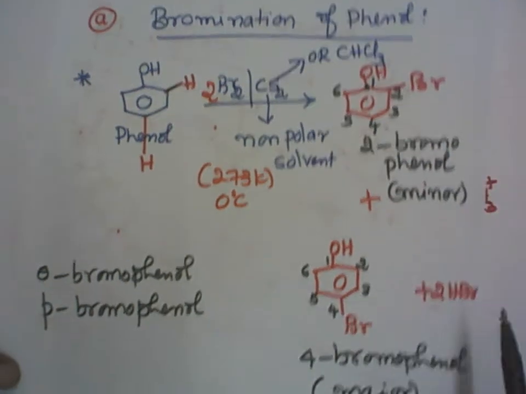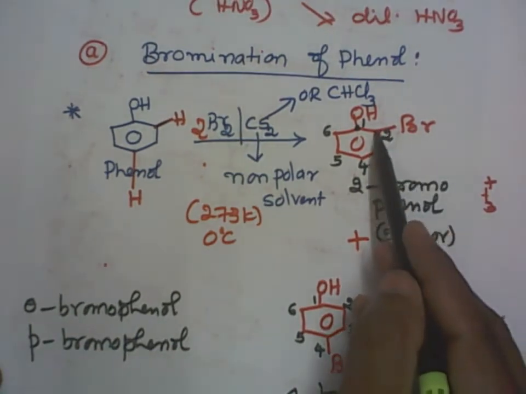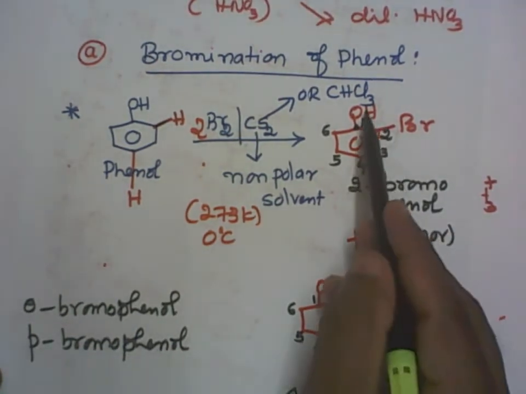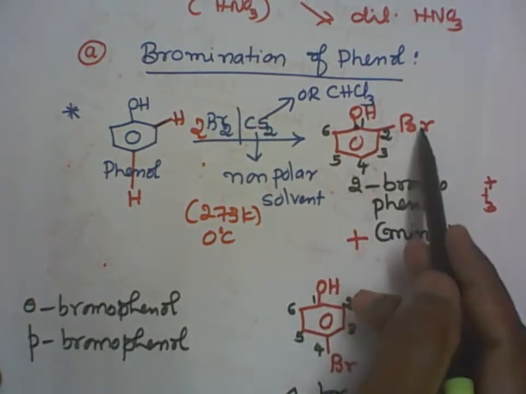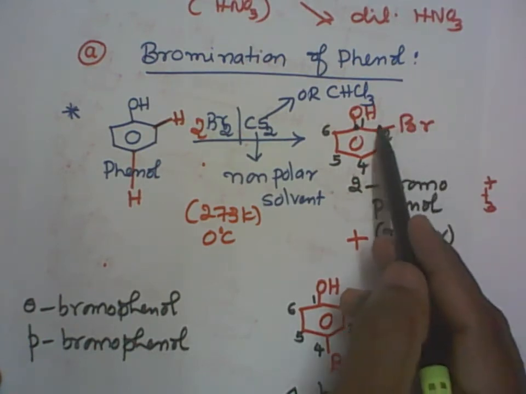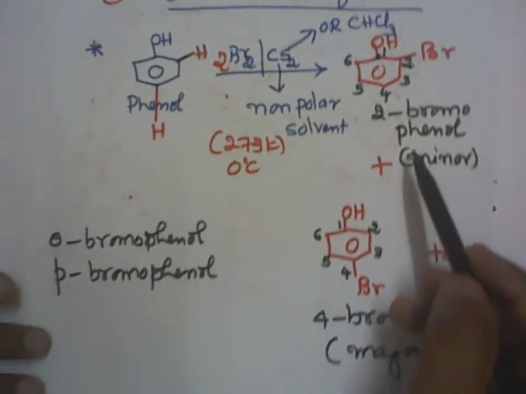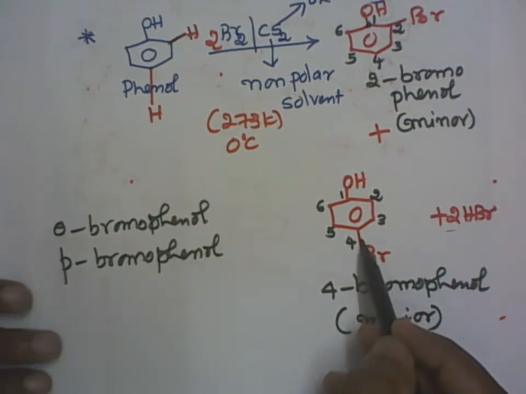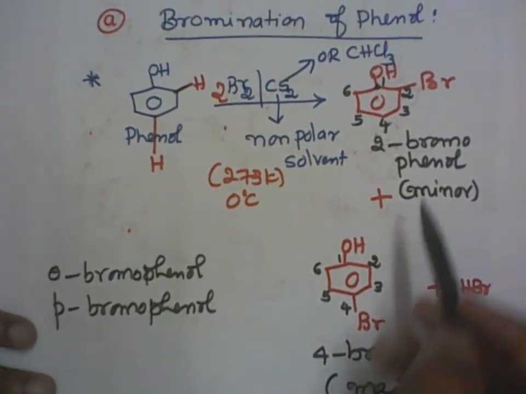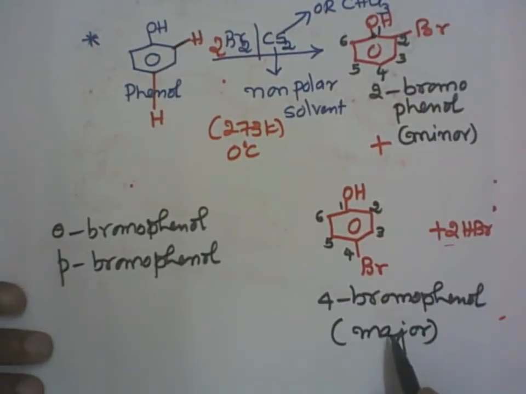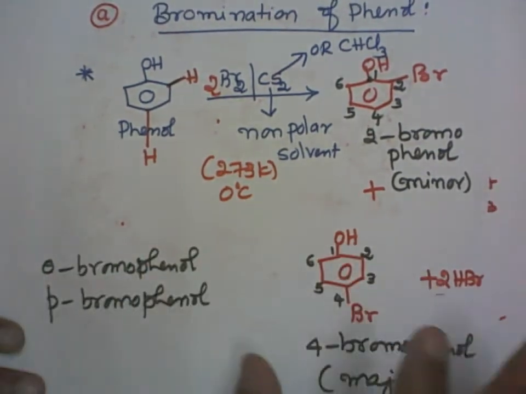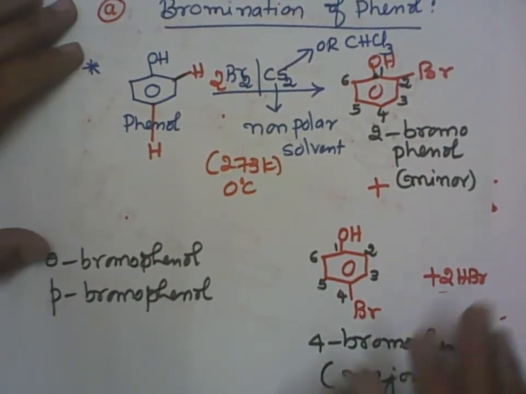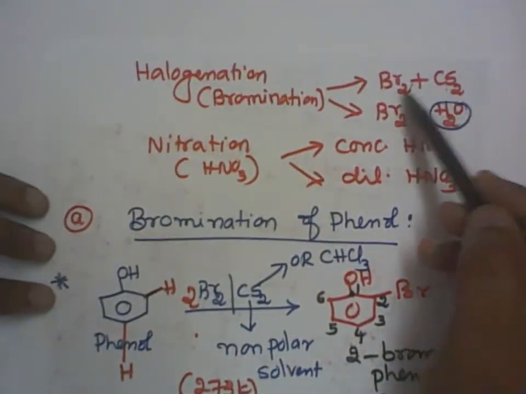Now why is it so? Because the bromine atom has to come to the ortho position here, and the OH group is a little bulkier. So Br cannot come very close and easily to the ortho position, but it can easily go to the para position. Therefore, para attack is easier, ortho attack is not that easy. Therefore, the major product is always the para product. So this question can be asked, which is the major and which is the minor. Now this is with bromine in carbon disulfide.